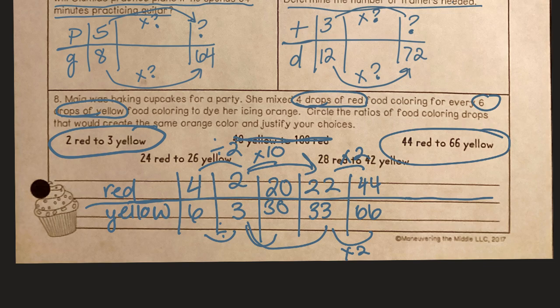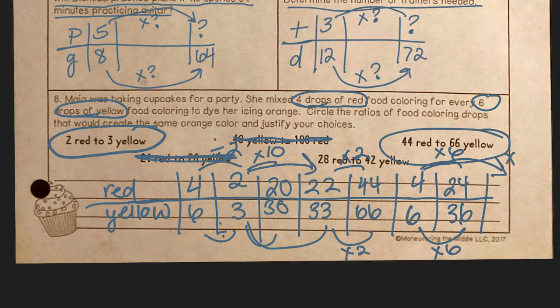Because if I have a 4 to 6 ratio, let's go back to our 4 to 6 ratio, to get to 24, that would be multiplying by 6, right? 4 times 6 is 24, but 6 times 6 is 36. So therefore, my 24 to 26 option is not available for me. And then if I was to do my 4 to 6 ratio scaling up by 7, so say it was times 7, 4 times 7 is 28, and 6 times 7 is 42. So therefore, this would also be an option, my 28 red to 42 yellow.